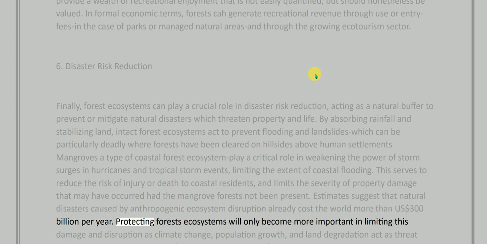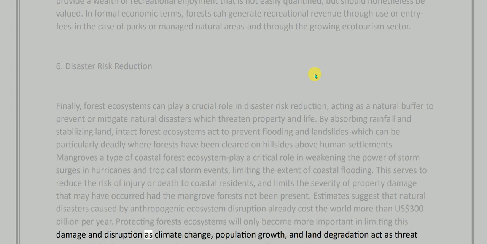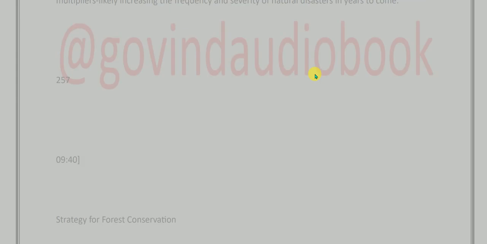Protecting forest ecosystems will only become more important in limiting this damage and disruption as climate change, population growth, and land degradation act as threat multipliers, likely increasing the frequency and severity of natural disasters in years to come.